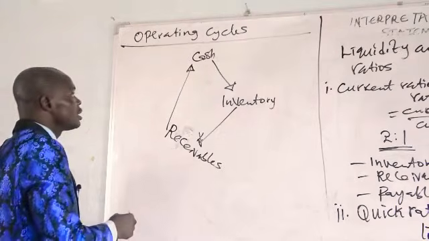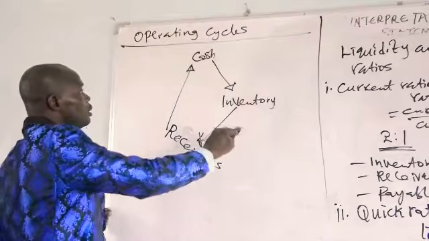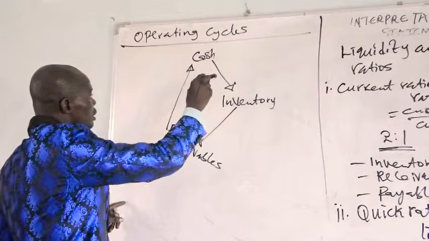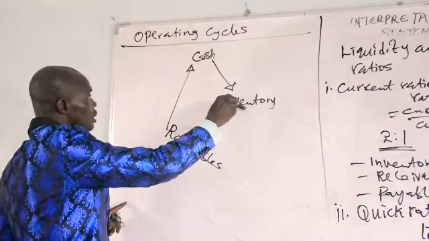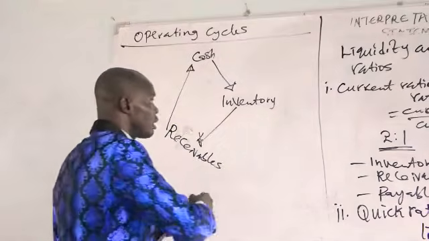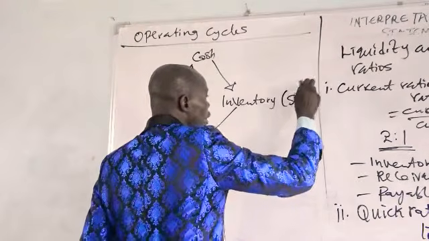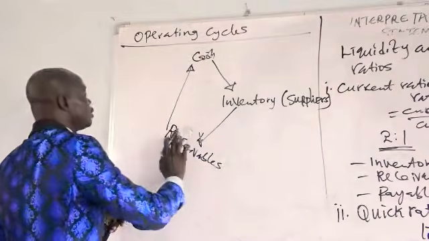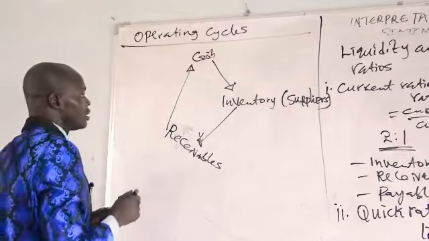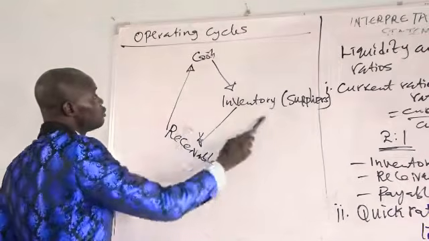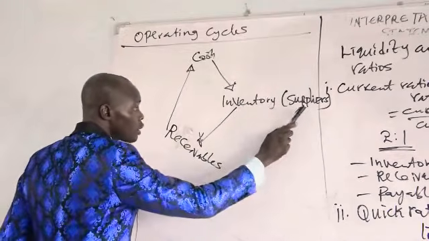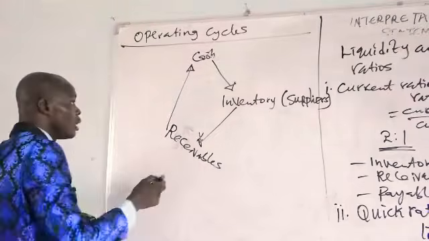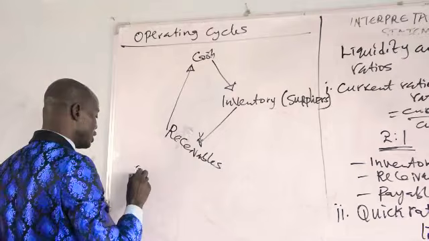This is the period it takes you to convert your cash. You use it to acquire inventory from the suppliers. The period it takes you, from the period the suppliers are paid for raw materials to the period the cash is received from customers, that is the operating cycle. The period in which you pay the suppliers for raw materials to the period you receive cash from customers, that is the operating cycle.